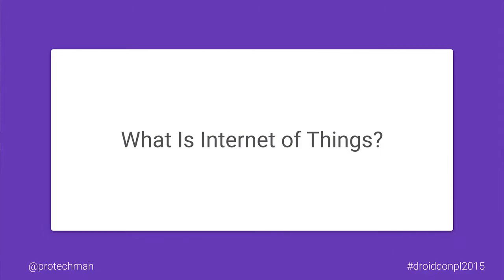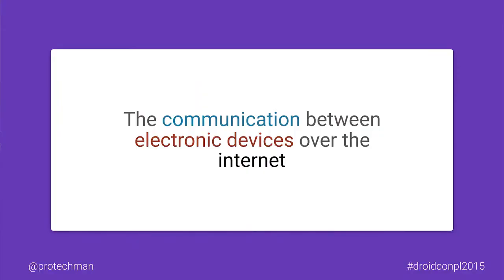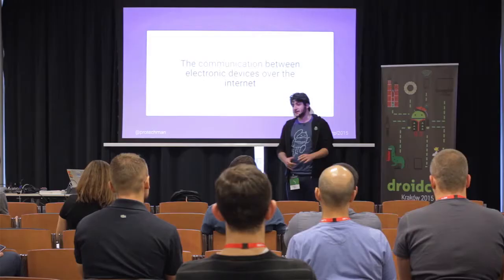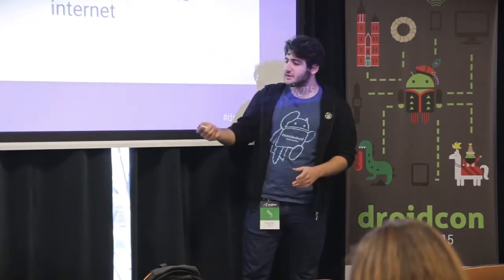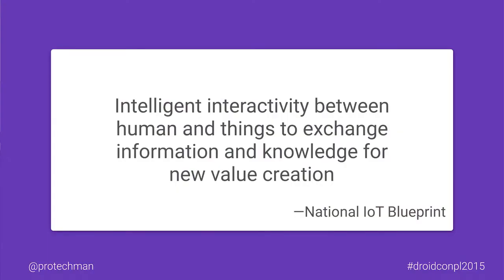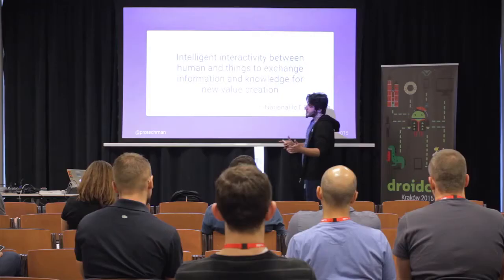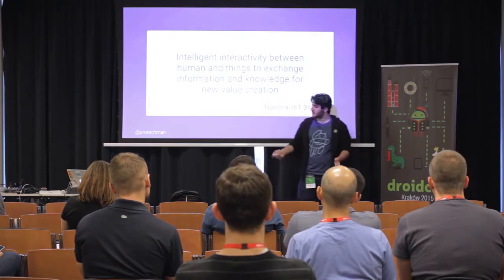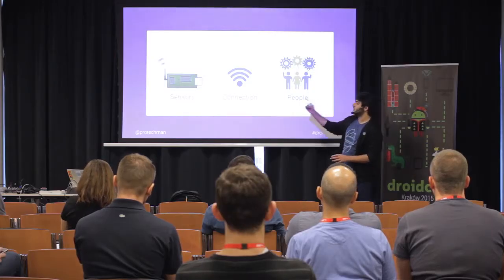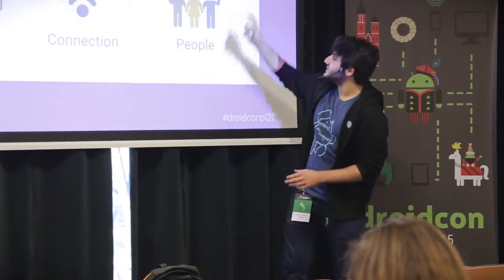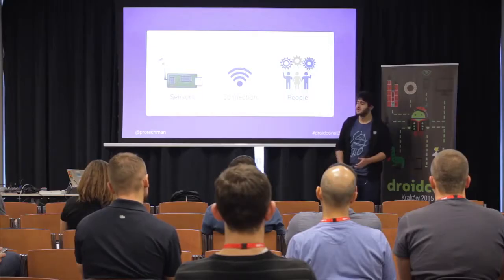And let's start. What is Internet of Things? It's actually the communication between electronic devices. And also, this communication, at the end of the day, starts to communicate with you. The other definition is intelligent interactivity between humans and things to exchange information and knowledge. Just like in this one, we use sensors to collect data, then we send it via a connection, then people use this data to make our life easier.